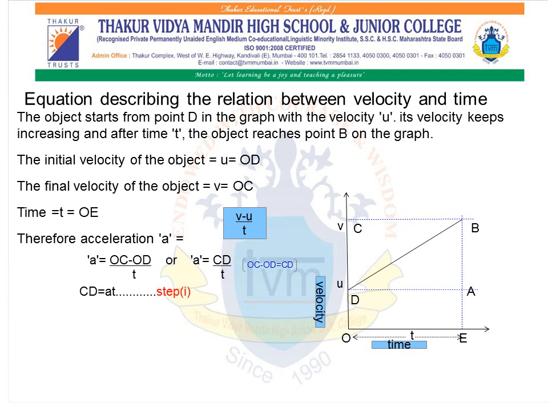Therefore, acceleration a is equal to v minus u upon t, or looking at the graph we can write acceleration a is equal to OC minus OD upon t, or again we can write a is equal to CD upon t, because we have seen OC minus OD is equal to CD. So, we can say CD is equal to a into t mathematically, and that will be our step 1 to carry on the further derivation.